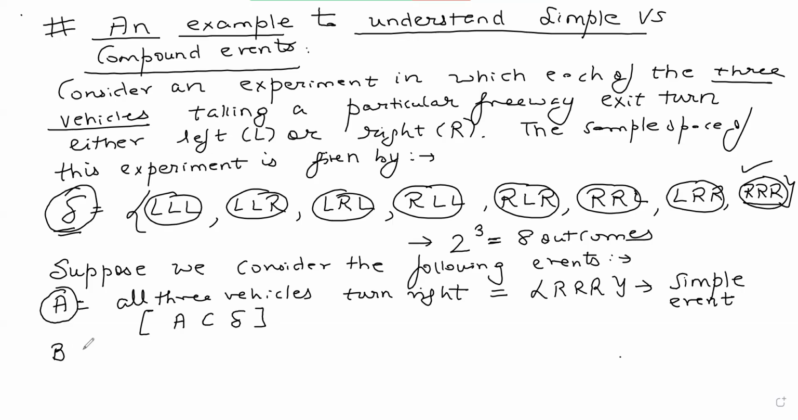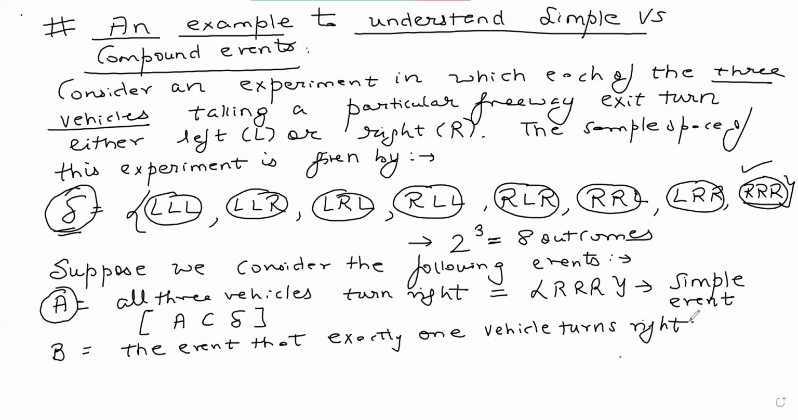Okay, let's consider event B. Event B is the event that exactly one vehicle turns right. So how many cases do we have where only one vehicle is turning right? Let me use red color. This case, LLR. This case, LRL. And this case, RLL. These are the only three cases where exactly one of the vehicles turns right.